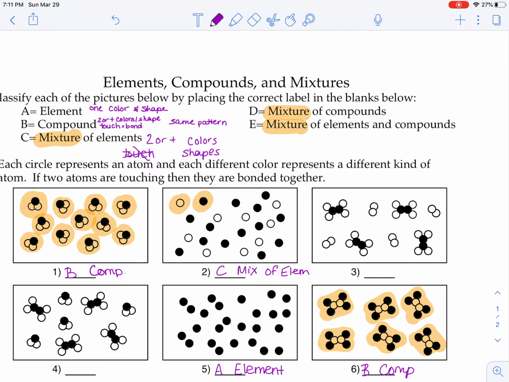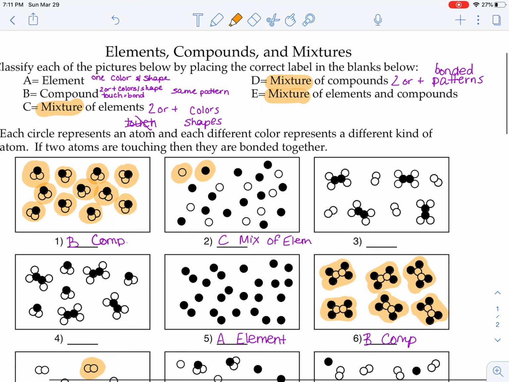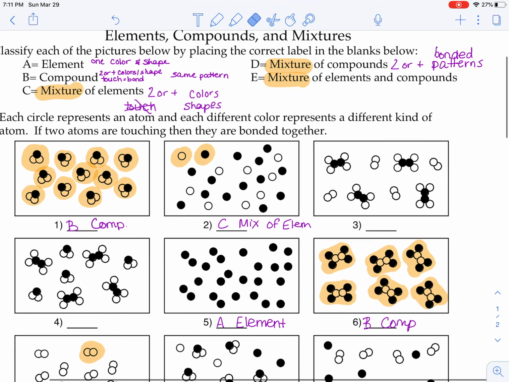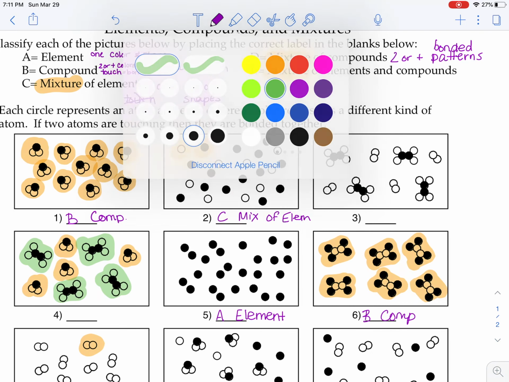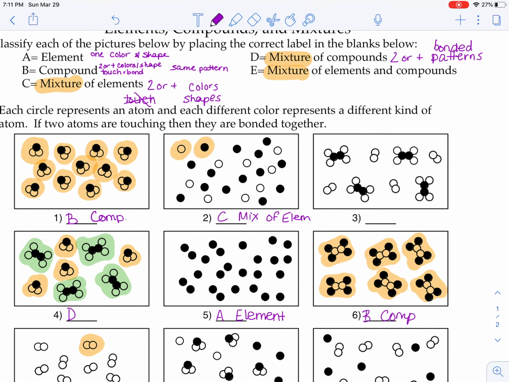For my mixture of compounds, I'm looking for 2 or more patterns where they are bonded or touching. So if I look, this one, they're bonded, but those are the same. So that's not quite a compound. We're going to come back to that later. Down here, I have these little 3 pieces, and I also have these little 4 pieces. So I have 2 different types of compounds in this one. So that is going to be a mixture of compounds.